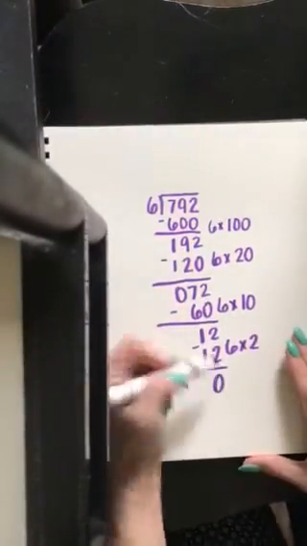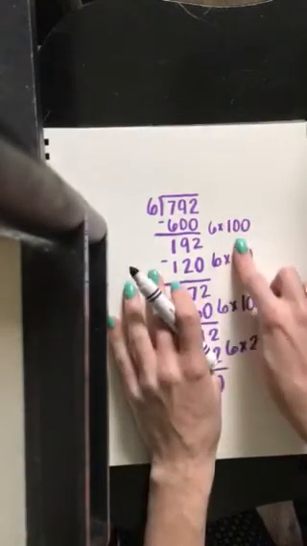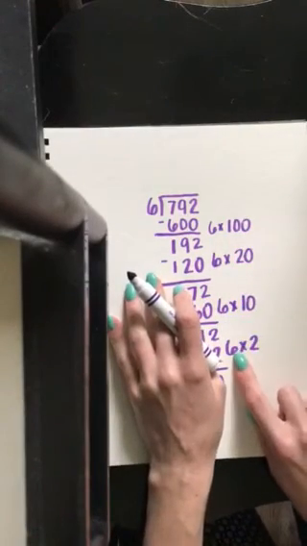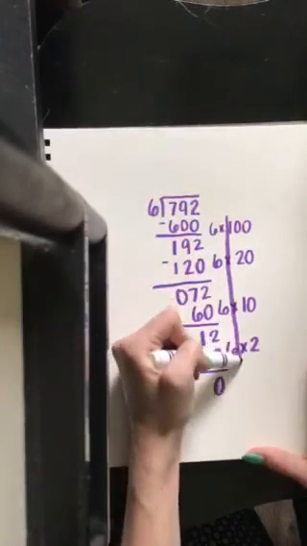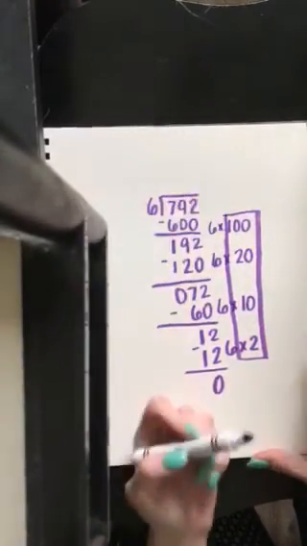Then when I subtract it, it's 0. So now what I do is I have all of these numbers I've multiplied by 6 to get to 0. So what I do is I take these numbers and I simply add them.